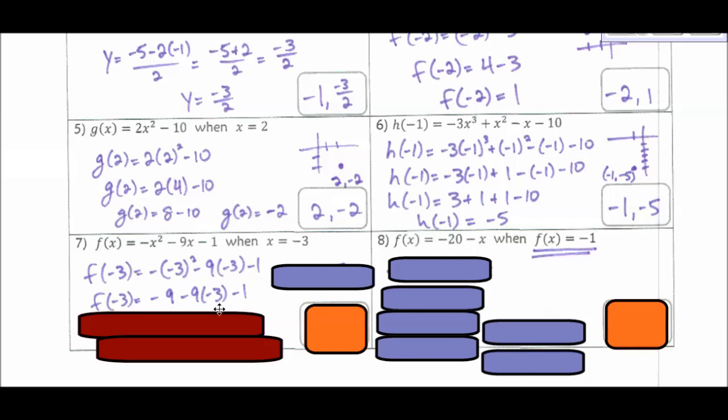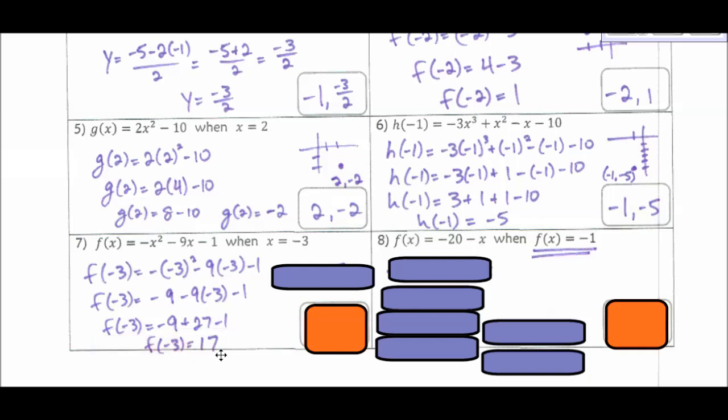Now I do my multiplication in the middle. That I see as a -9 times a -3. That's a +27. And then I go left to right. I have addition and subtraction, so I just go left to right. -9 plus 27 is 18, minus 1 is 17. So my f of -3, or my y value, is 17. And that gives me the coordinates, -3, 17.